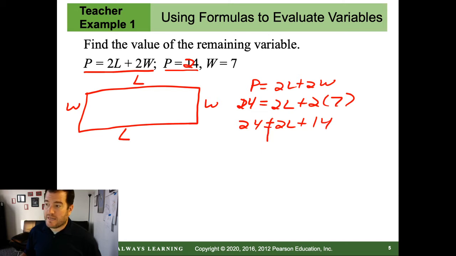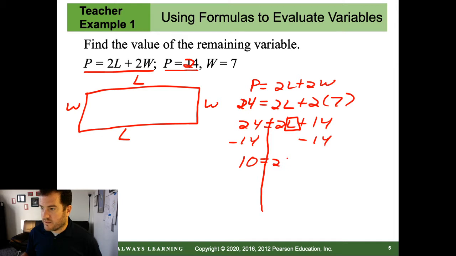So now I'm exactly where I was last week. So here's the variable I'm solving for. The first thing I'm going to do is subtract 14 from there. Subtract 14 from there. You get 10 equals 2L. And then multiplication property of equality, divide by 2, divide by 2. So I get that 5 equals L.